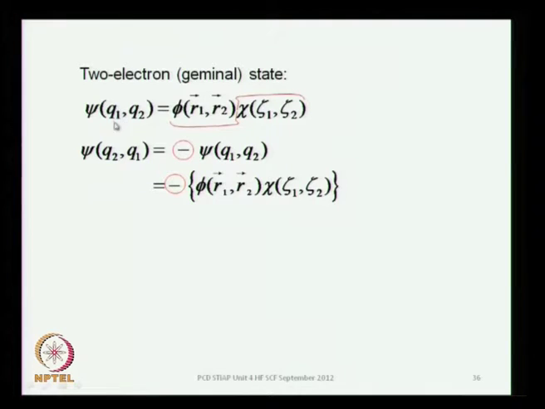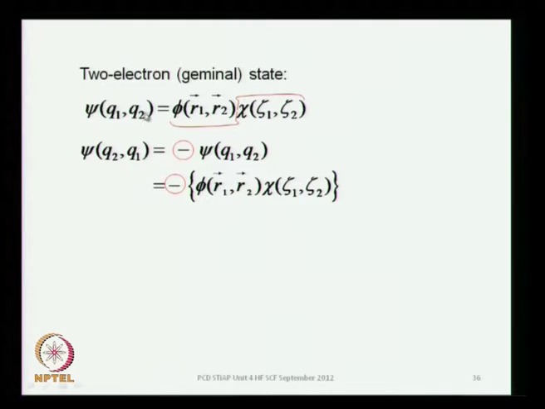Now, this is the 2 electron system whose arguments are q1 and q2. q1 is a set of 4 coordinates, q2 is also a set of 4 coordinates. So, actually there are 8 variables sitting in that, and this is written as a spin orbital. This is the orbital part, the space part, and this is the spin part. So, chi of zeta 1 zeta 2 is the spin part and phi of r1 r2 is the orbital part.